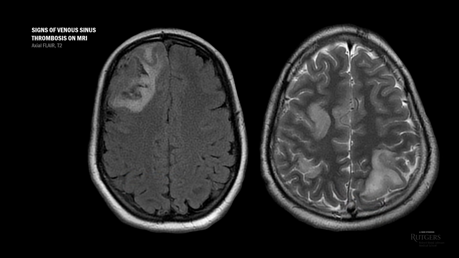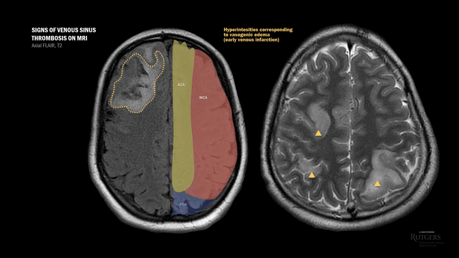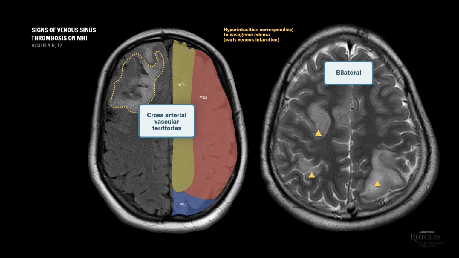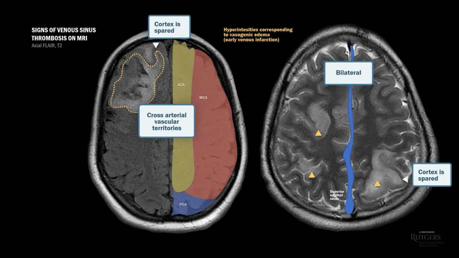MRI is also excellent at showing sequelae of venous sinus thrombosis, like venous infarctions. How do I know these are venous infarctions? For one, the lesions cross arterial vascular territories. The lesions are bilateral. And most importantly, the vasogenic edema builds up at the gray-white junction, initially sparing the cortex. By the way, on the image on the right with bilateral venous infarctions, which sinus is likely thrombosed? Correct, the superior sagittal sinus.